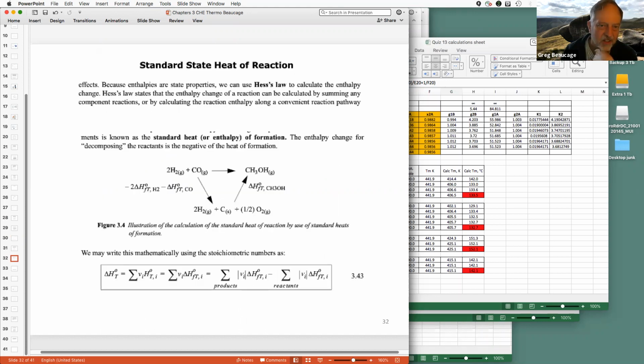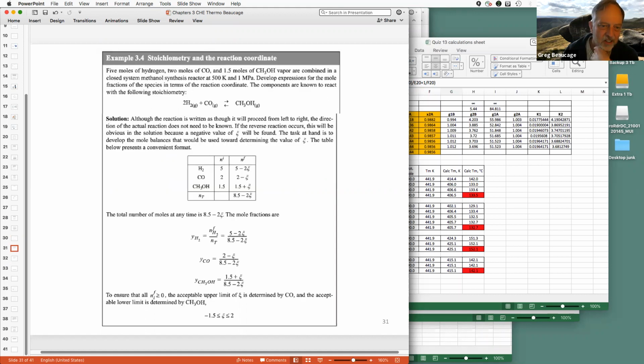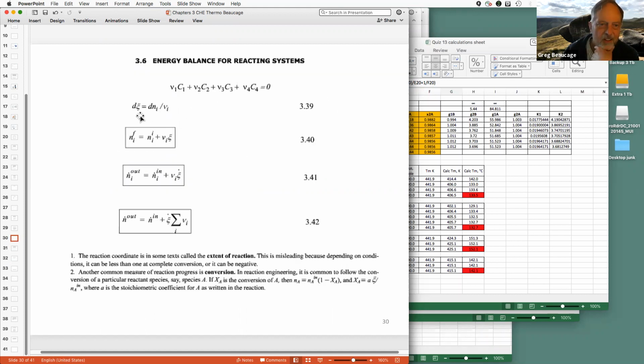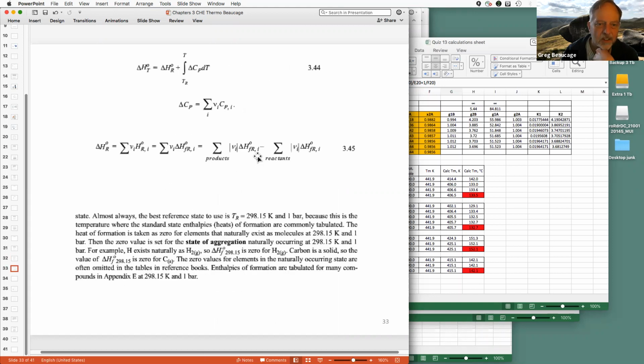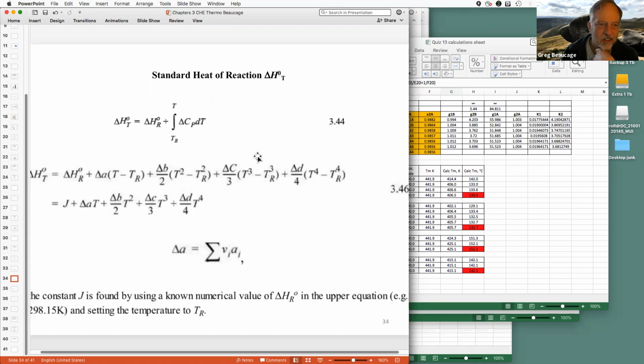And then we calculated the energy. In this case, you're given the reaction coordinate, or something like the conversion of something. For example, 5 moles and 2 moles combined, and you develop an expression for the mole fractions given the reaction coordinate. And then we did some energy balance on this.